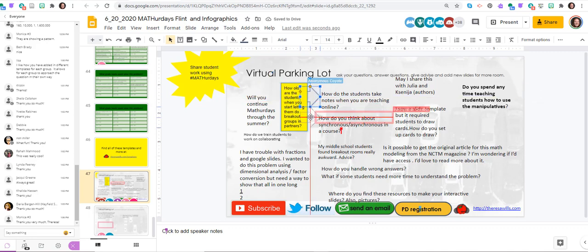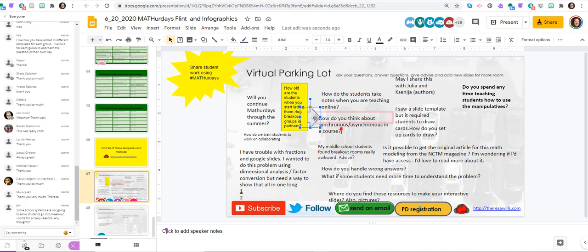We did that one. How do you think about synchronous, asynchronous in a course? My expertise is in synchronous and synchronous only. There's a lot out there on Twitter about asynchronous. It's just not my area of expertise. So much like you would ask, how would you do this in social studies? I might have a couple tips, but I'm not a social studies teacher. So I encourage you to check out Twitter. You can look up hashtag asynchronous. You can also look up distance learning, online learning, and you'll get some tips with that.